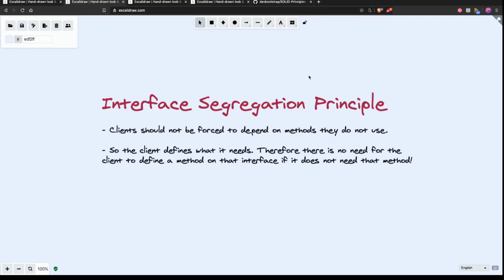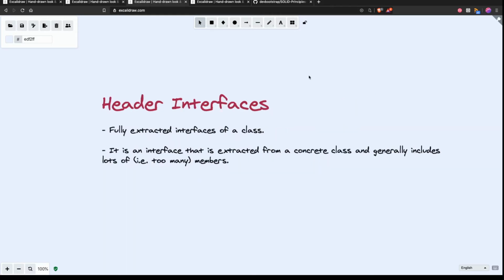And what are role and header interfaces? Well, a header interface, which is the type of interface that we do not want to use generally in our application, is really the fully extracted interface of a class. And it ends up being an interface that is extracted typically from a concrete class and generally includes way too many members. And that's really what we do not want. That's what we want to avoid.